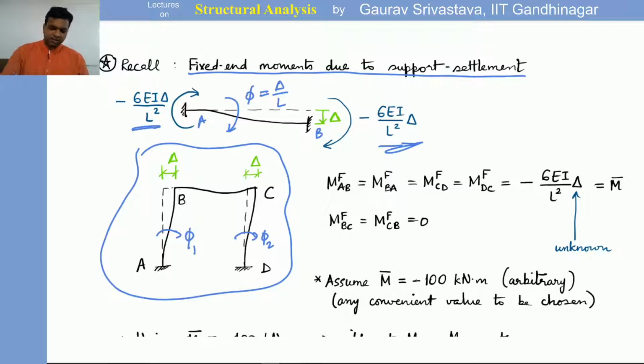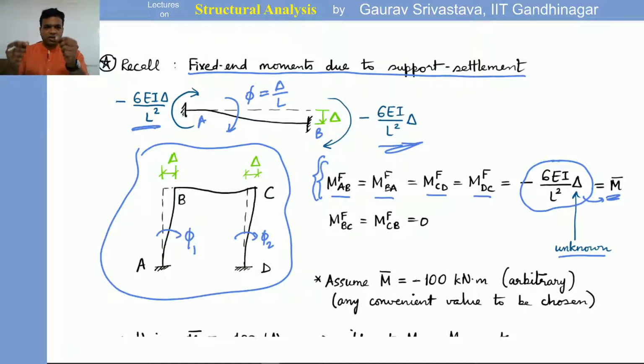we can consider the fixed end moments which are generated due to support settlement or due to sway. So MF AB, BA, CD, and DC are all 6 EI by L squared times delta, and because delta is unknown, let's call this moment M bar. This M bar is also unknown. Delta is unknown, M bar is also unknown, and because there is no relative settlement of B and C vertically, the fixed end moments for the beam BC will both be zero.